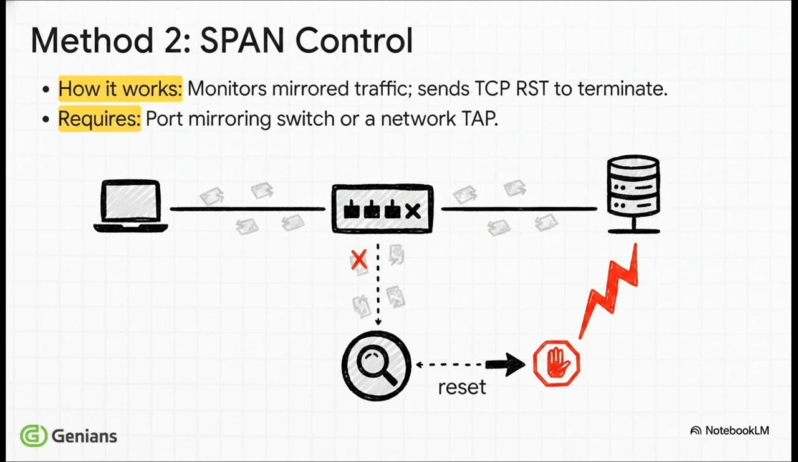Method 2 is span-based control. It works by monitoring a copy of network traffic. If it identifies a policy-violating session, it sends a TCP reset or an ICMP unreachable message to terminate that session. The requirement here is a switch capable of port mirroring or a network tap. A limitation is that any traffic not passing through that mirroring port cannot be controlled.